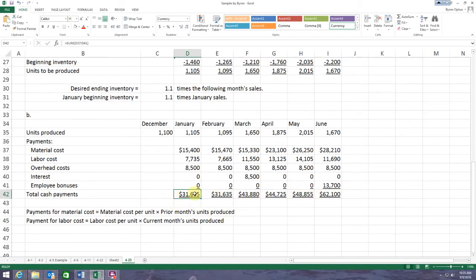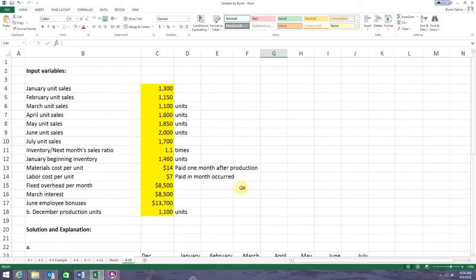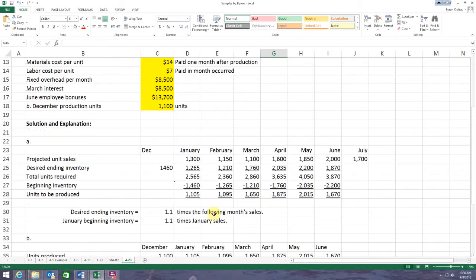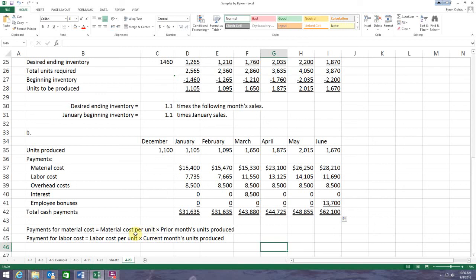Okay, and that's what it's asking me to calculate, and so I can simply do a sum. That's what's highlighted, and so I can accept that. And there I have it, and I can also drag that one down. And so it's a big spreadsheet, relatively big, but it's really not that difficult if you follow it step by step. So there you have it for 4-22.